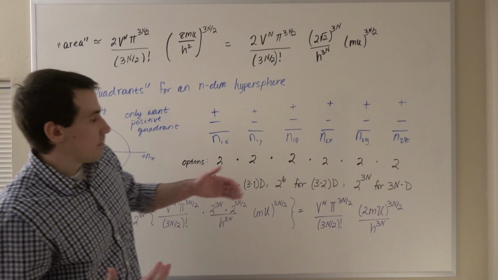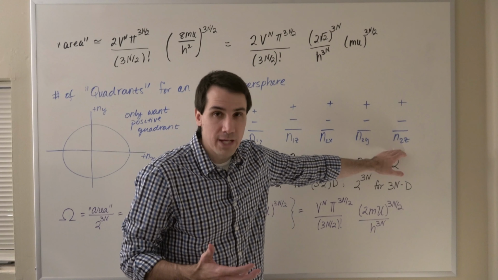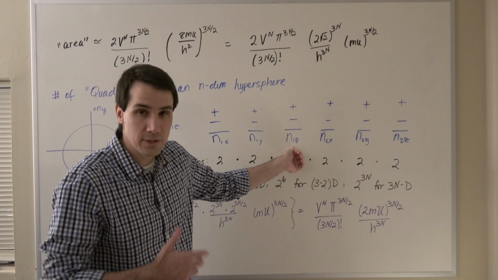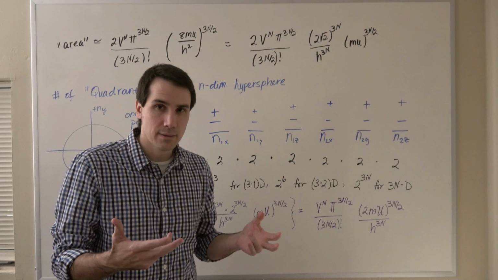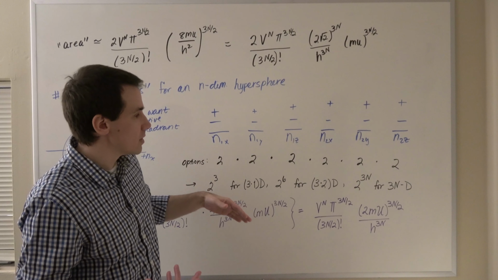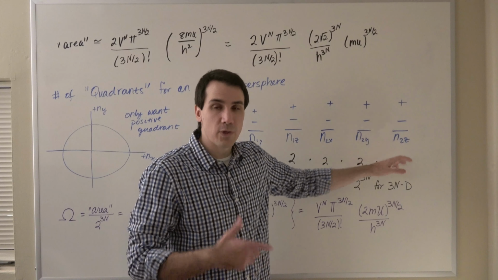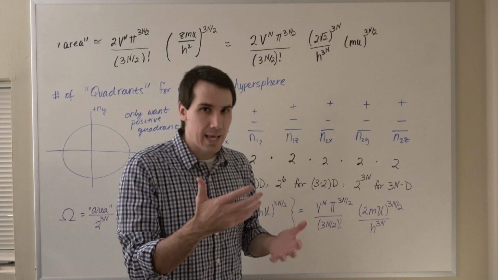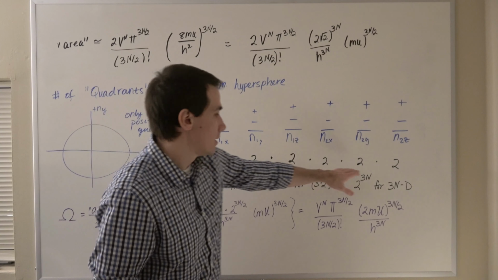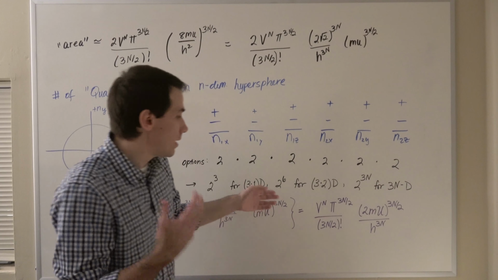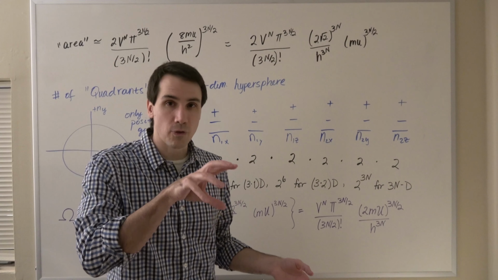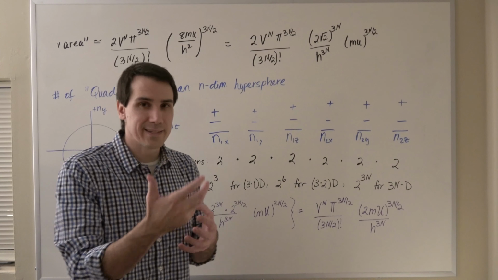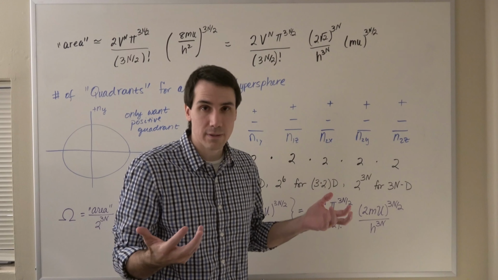We can extend this by adding on another 3 dimensions. So now I have 2 options for each of my particle 1 dimensions, positive or negative for each of those. And then I have another 2 options for each of my particle 2 dimensions, that they can each be positive or negative. Using the same logic, I would have 2 to the 6th number of possible quadrants. I have 2 to the 6th quadrants for a 6-dimensional hypersphere.